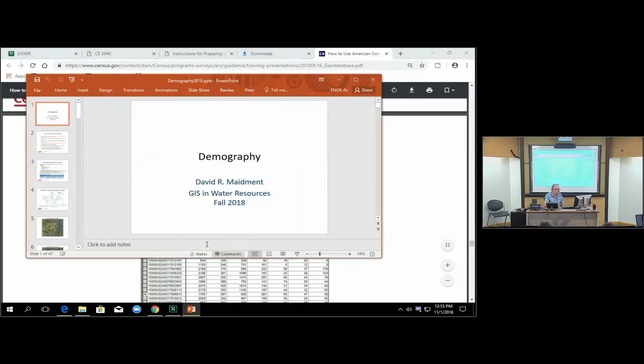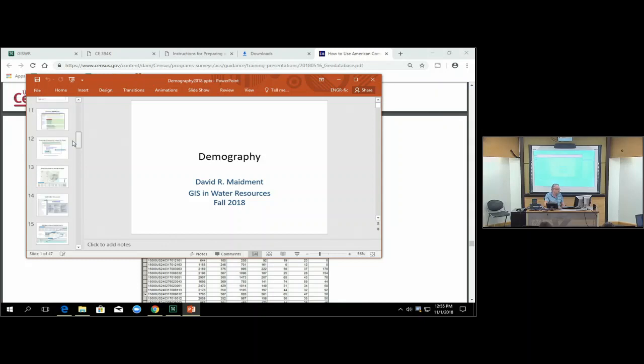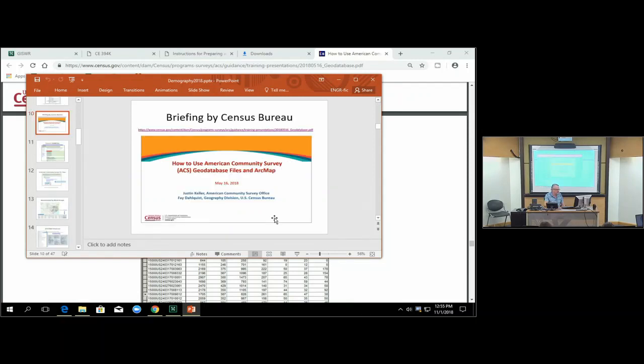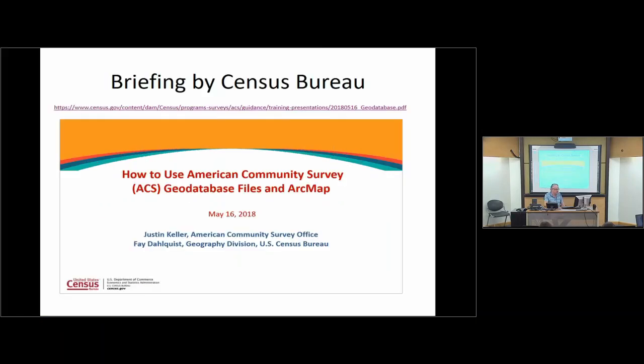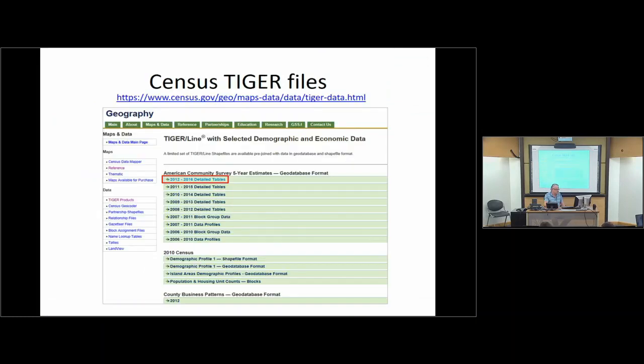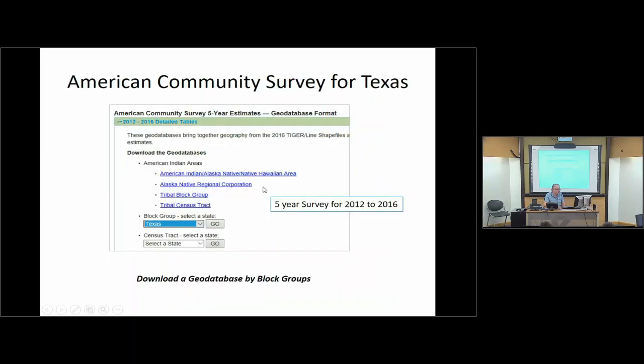So I went through that, and I succeeded in getting the data and downloading it for Texas, and it was really helpful. I feel finally I know what I'm doing now with how to get the census, or how to get the American Community Survey. So what I did was I went to this place where the Census Bureau has the Tiger files. You can see there's different detailed tables here for different periods. I got the 2012 to 2016 detailed tables. I put in here, get the database for Texas.